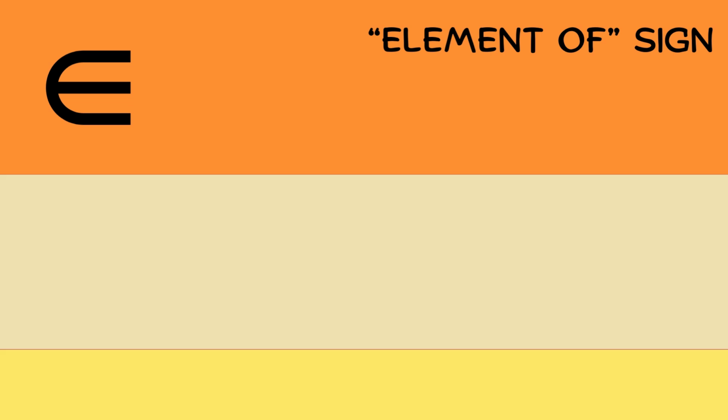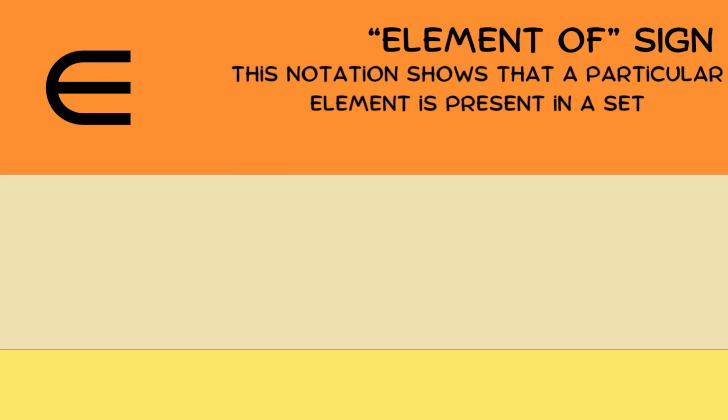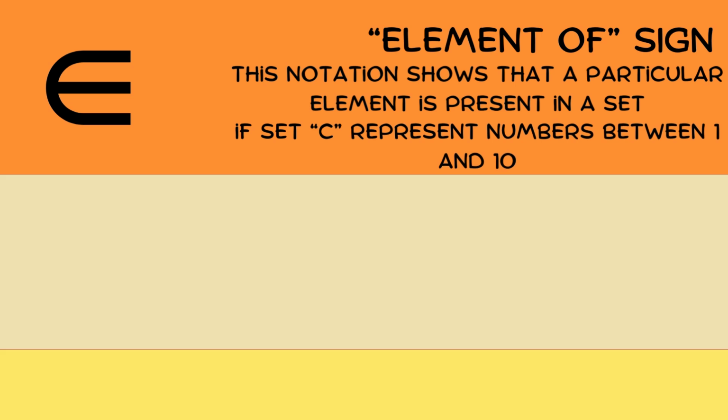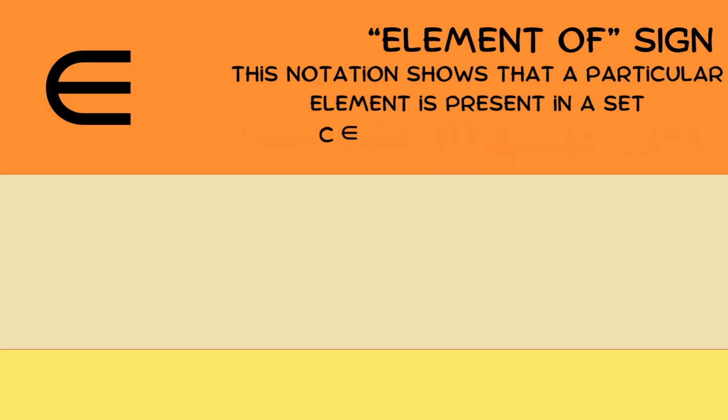The second notation is called the element of sign, and it's in the shape of an E. This notation shows that any element within the braces is an element of a particular set. For example, if we say set C represents numbers between 1 and 10, we can write this as C is an element of 1, 2, 3, 4, all the way up to 10.